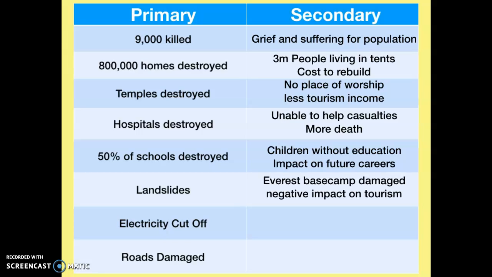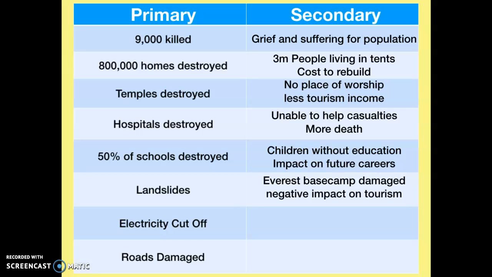Okay, next, landslides happened immediately. You can imagine all of the shaking. It's a mountainous region that caused a lot of instability, and you had huge landslides. And the secondary effect of that was that the Everest base camp was damaged. Mount Everest is in Nepal, and lots of people visit Nepal just to go to Mount Everest and to visit the base camp. So this had a negative impact on tourism.